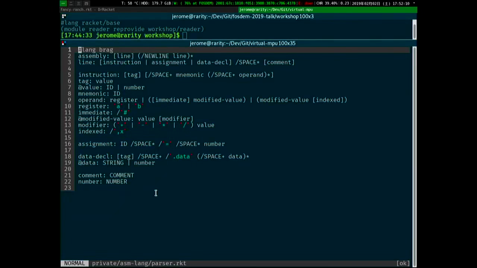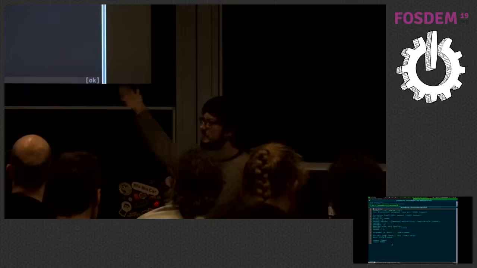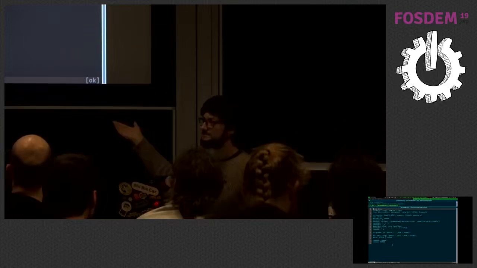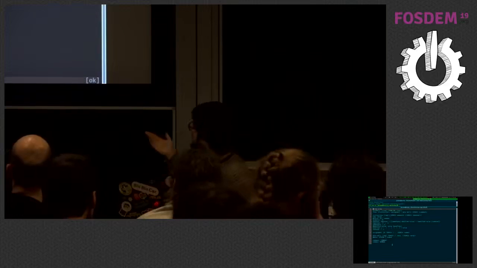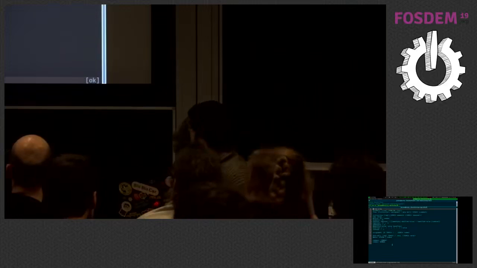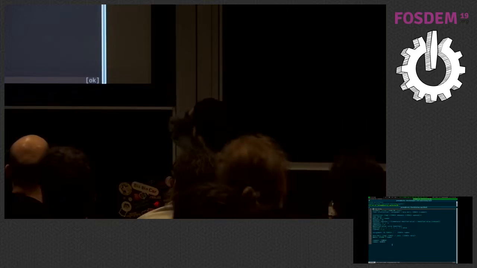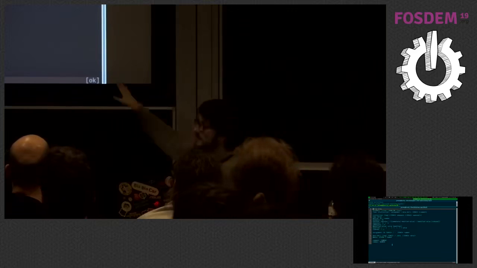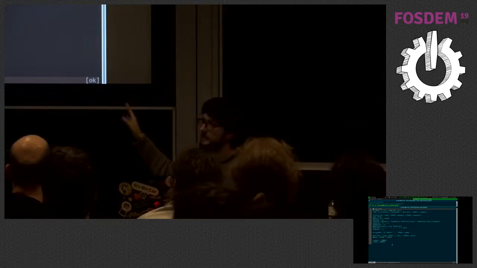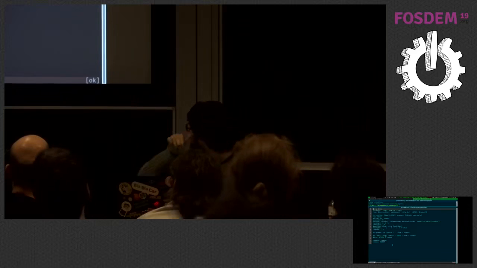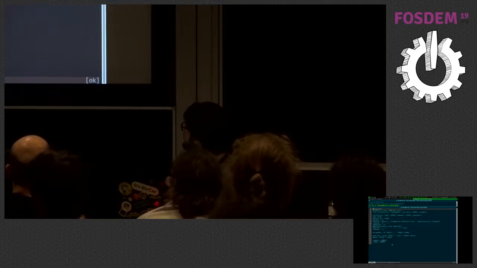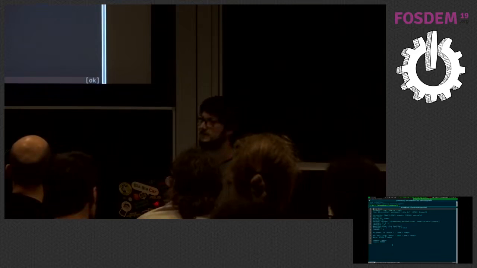So it's like 20 lines, and it parses assembly language. I've been working on this project for maybe one month, and I knew nothing about how Brag works before. And I just learned how it worked, and in 20 lines of code, you can generate a parser for assembly language.